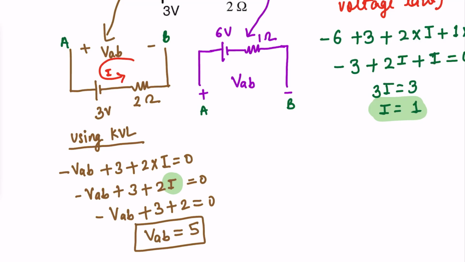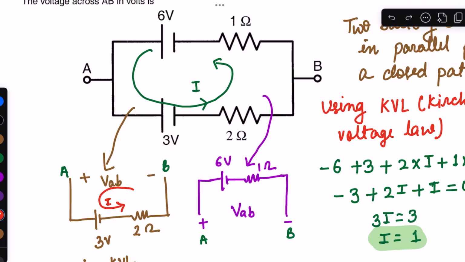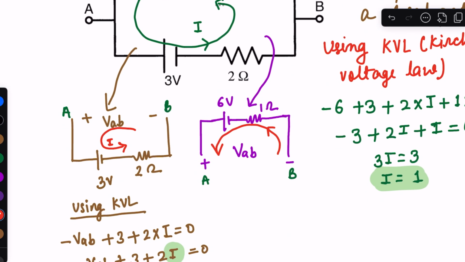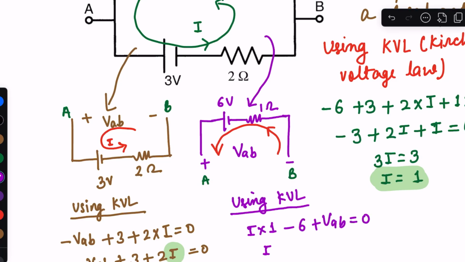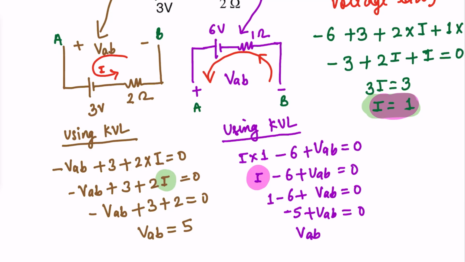Similarly, if we try to find the VAB for battery 1, we should get the same value of VAB, that is 5 volt. So we will write the KVL expression for this also, keeping in mind the direction of current, which is going from B to A. Using KVL we will get I into 1 minus 6 plus VAB equal to 0. Using the value of I equal to 1 in this expression, we will get 1 minus 6 plus VAB equal to 0, that is VAB equal to 5.